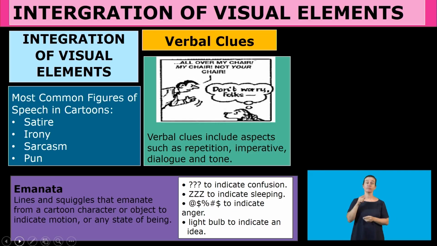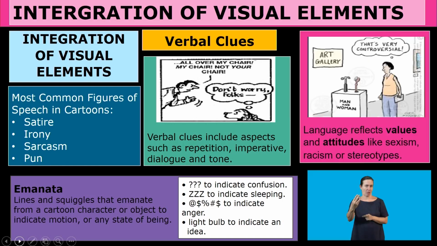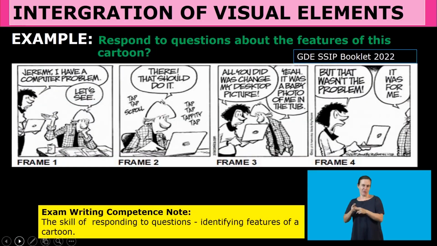In your verbal clues, remember there's repetition, imperative, or tone. So look at how the cartoonist has drawn Fred Bassett being scolded by his owner and use of those punctuation marks there. In the last visual, it shows you the language reflects values and attitudes like sexism, racism, or even stereotypes. And look at the artist very cleverly putting a hammer and a toilet brush to represent man and woman. Okay, let's move on and respond to this question.